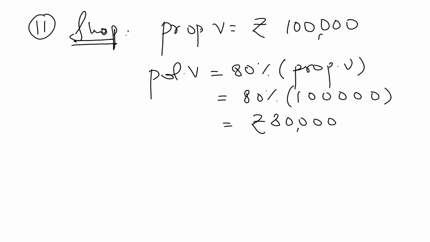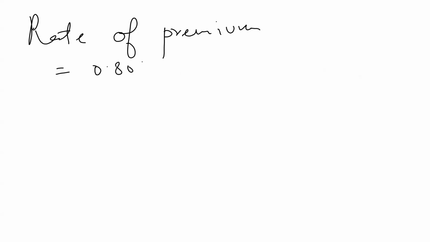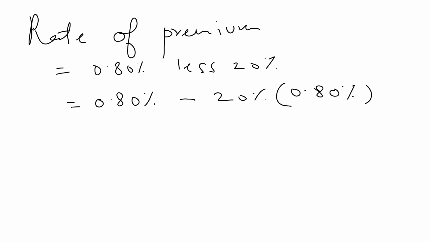Now see, rate of premium. Rate of premium is given in a different format over here, so I'll write rate of premium separately on a different slide. Rate of premium is equal to 0.80% less 20%. That indicates 0.80% less is nothing but a discount of 20% on the original rate. So 20% discount is given on the original rate of 0.80%. Take 0.80% common and this will be 1 minus 20%. This rate of premium we are going to use while solving the entire problem.